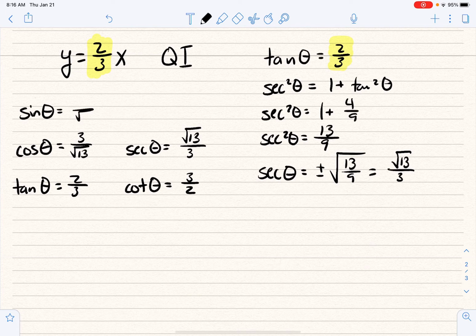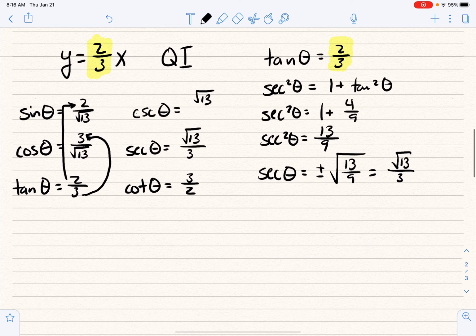Sine theta always has the same denominator as cosine theta. This 3 was right here. This 2 must go right here. And therefore, cosecant theta is square root of 13 over 2. Okay, hopefully that made some sense. What I'd like you to do is try one more and I'll work through it, and then we'll get you going on some things for today.